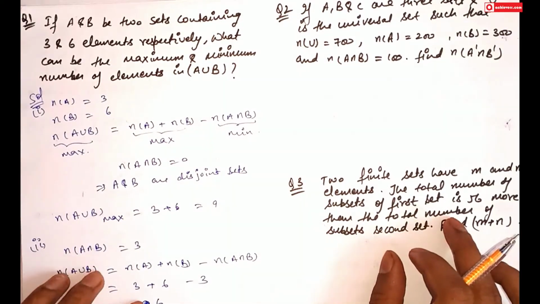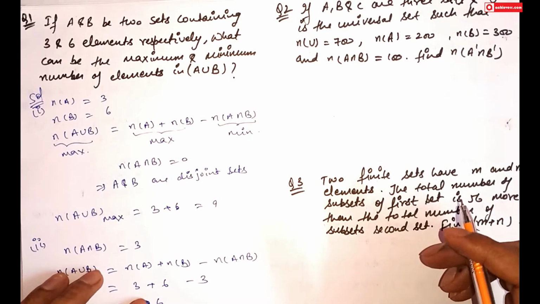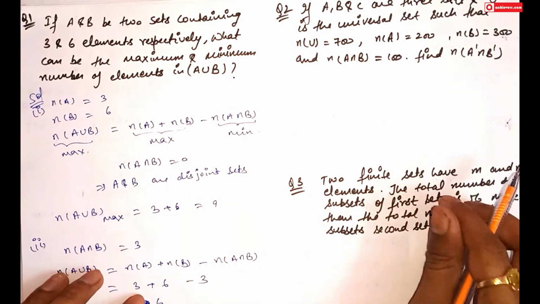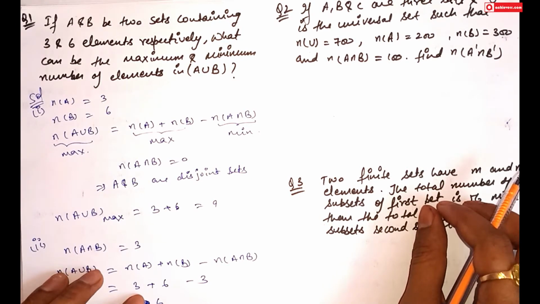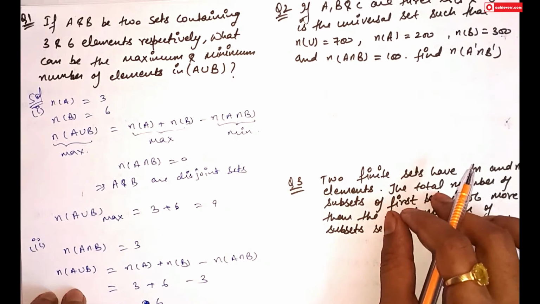Let's move on to the second question. If A, B and C are three sets and U is the universal set such that n of U is equal to 700, n of A is equal to 200, n of B is equal to 300, and n of A intersection B is equal to 100, then we have to find out n of A complement intersection B complement.